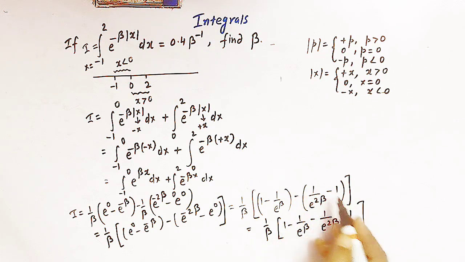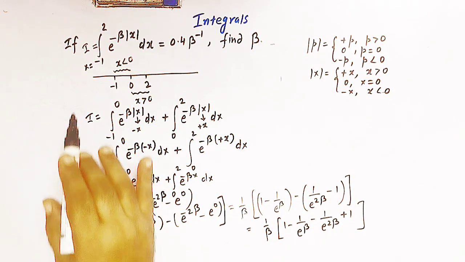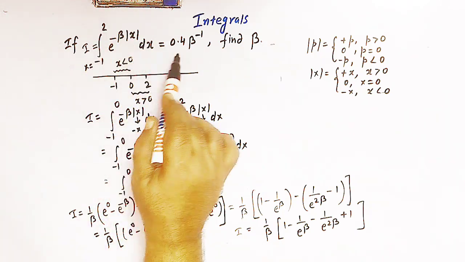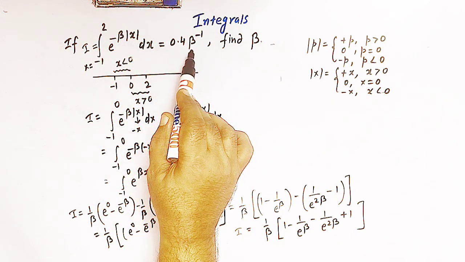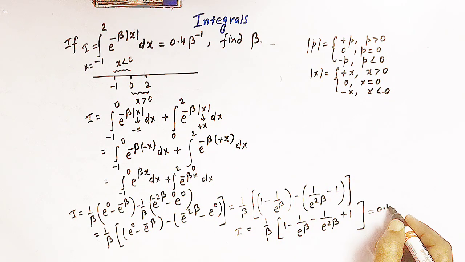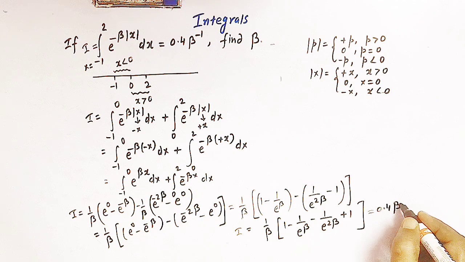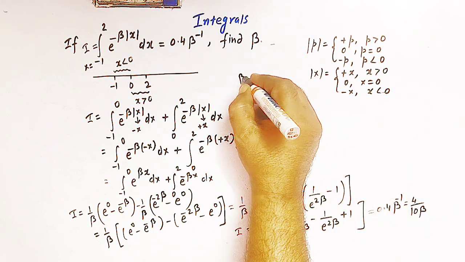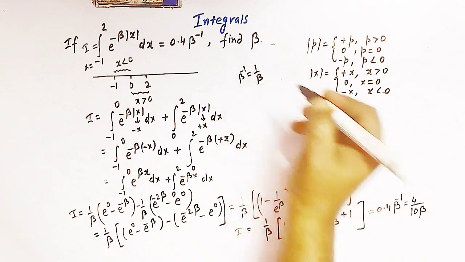So minus and minus times becomes positive, right? So now the value of this integral I is given by this expression, and we are given that this integral is equal to 0.4 times beta raised to minus 1. So this can be written as 4 over 10, and we can write here beta, because beta raised to minus 1 is 1 over beta, right?